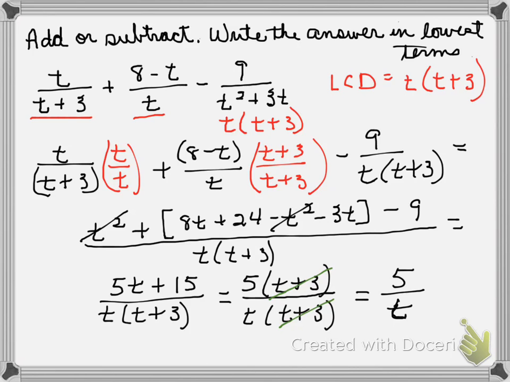Repeating, just like adding and subtracting regular fractions, get a common denominator, add and subtract the numerators over that denominator, then reduce by dividing out like factors.